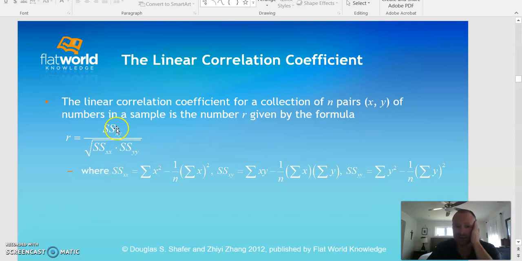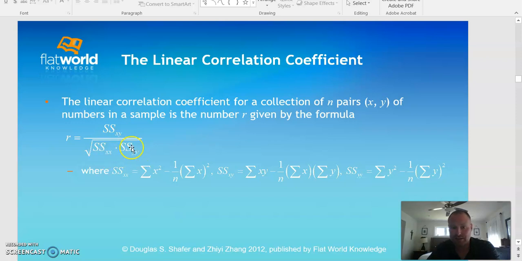So to calculate the correlation coefficient, this is basically our formula for that. And they tell you how you can get these values. There's actually 3 pieces within here. They call it SS sub XY, SS sub XX, SS sub YY.